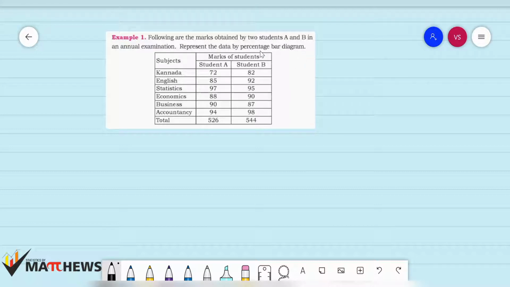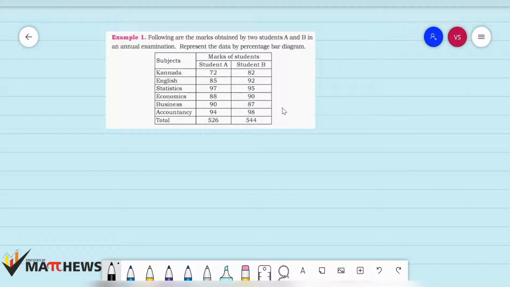To represent the data in percentage bar diagram, students, the values or the data that is given to us here should be in percentages. If they are in percentages, then we can represent that in the percentage bar diagram. Whereas in this problem, all these numbers that have been given to us are not in percentages. So we need to convert them into percentages and then do the diagram, students.